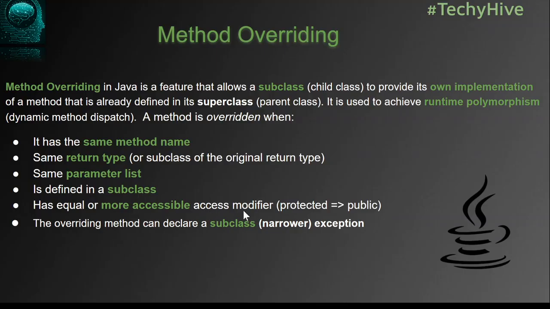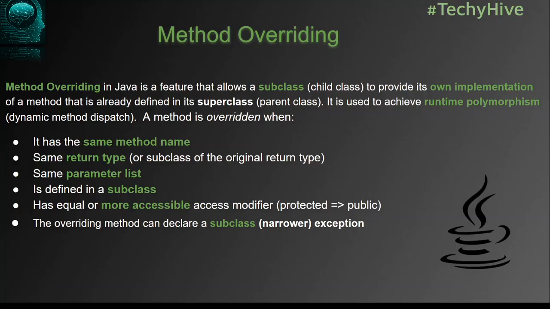It has an equal or more accessible access modifier. So if a base class or parent class has protected, you can define public. But if the parent class has public, you cannot reduce the accessibility. So you cannot have protected. The overriding method can declare a subclass narrower exception. So let's say the parent class method throws a checked exception of a class, then the overridden method can only throw an exception of a subclass of the exception which is thrown by the parent class.